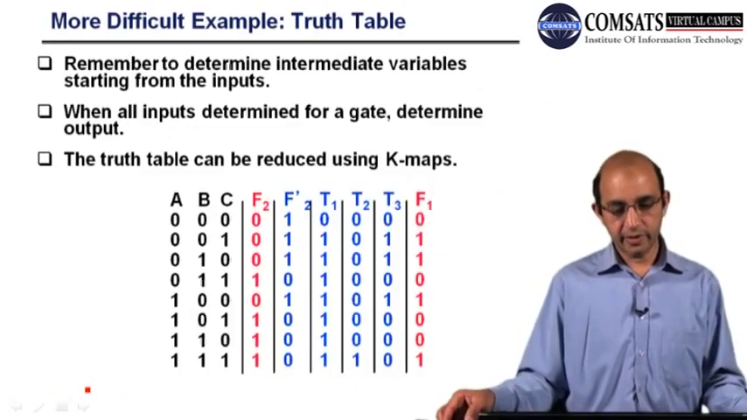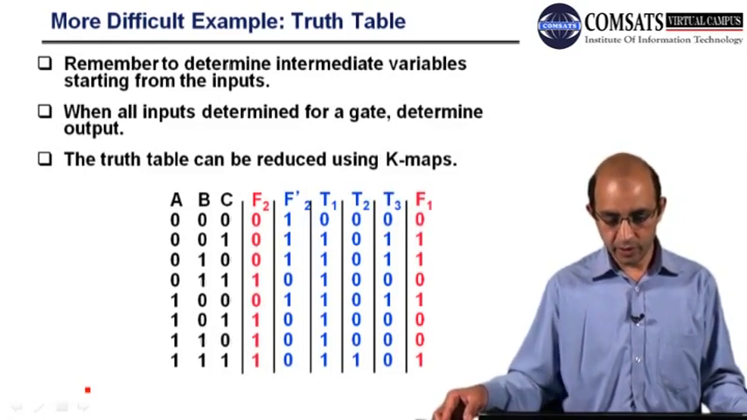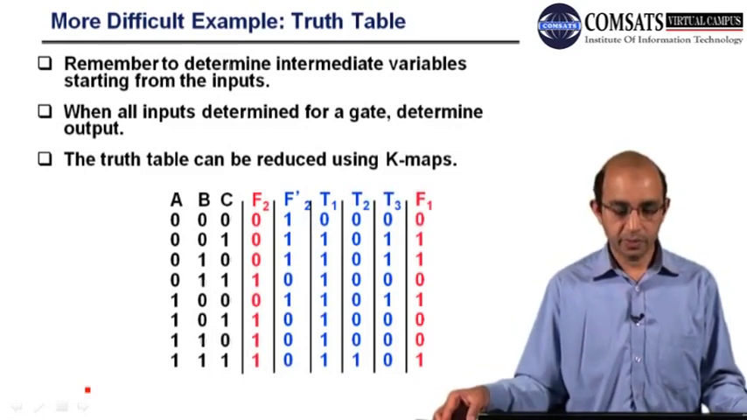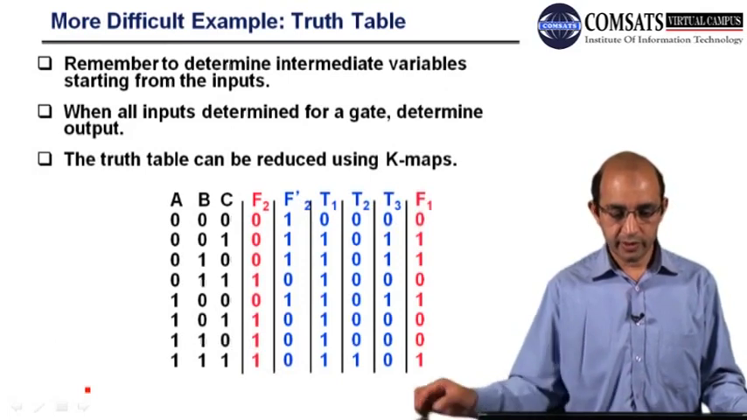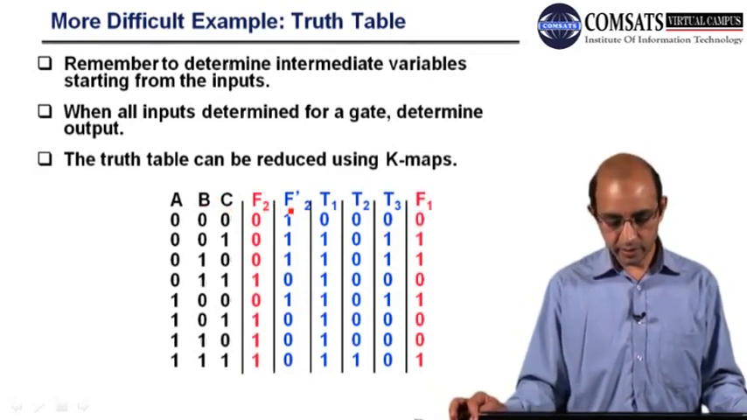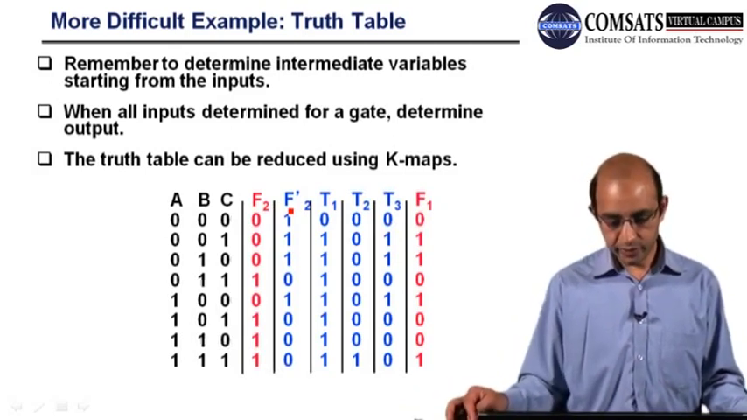So here we have another example, but another way of solving the same complicated example. We have used the truth table approach over here. You can see that we have 3 input variables, then we have represented the intermediary stages of that circuit: F2, F2 bar, T1, T2, T3, F1.